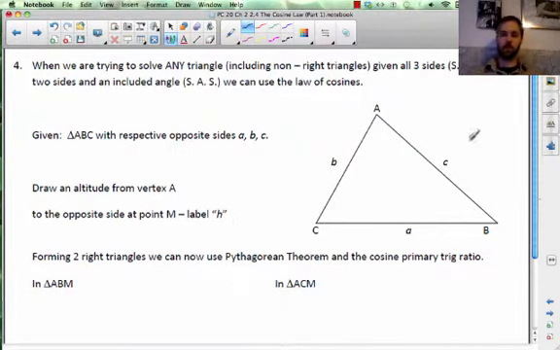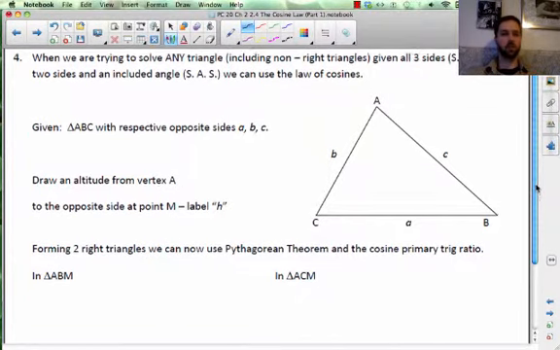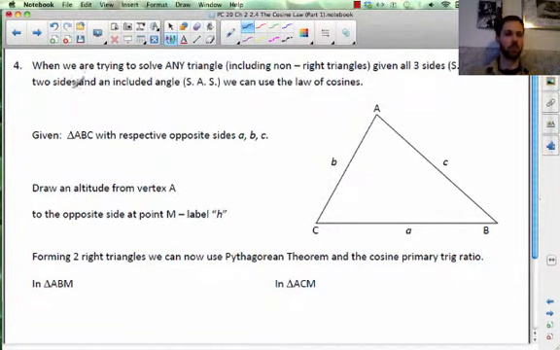So that said, stop the video to complete that other part that's in your handout, and then when you're ready you can move on to this part and we will look at the proof of the cosine law and go on and use it to solve problems.